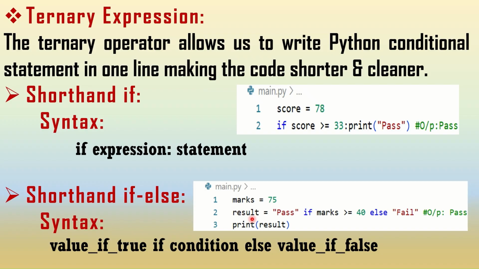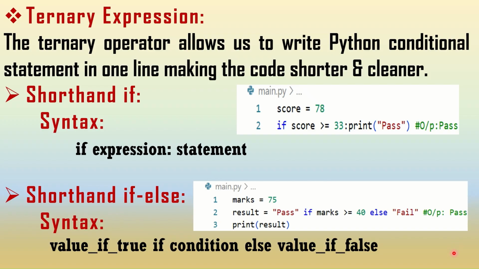In the result variable, I have given the expression like this. Initially, we need to give the value if true. So pass I have given if marks is greater than or equal to the threshold. If this expression becomes true, then it's going to print the value pass. Else, I need to define the value if false. So what will be the value if this condition becomes false? Fail. Like this, the expression will go based on this syntax in case of shorthand if else.